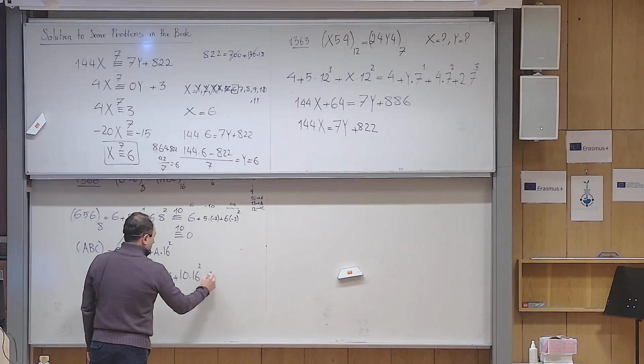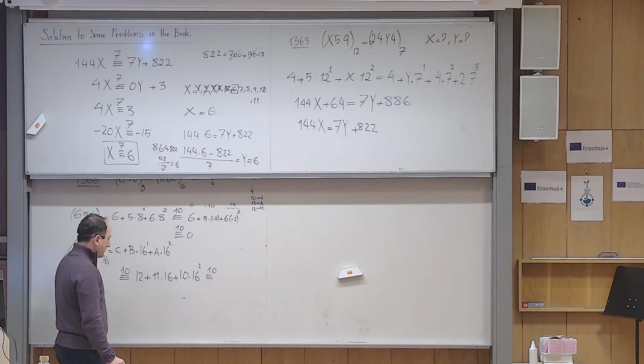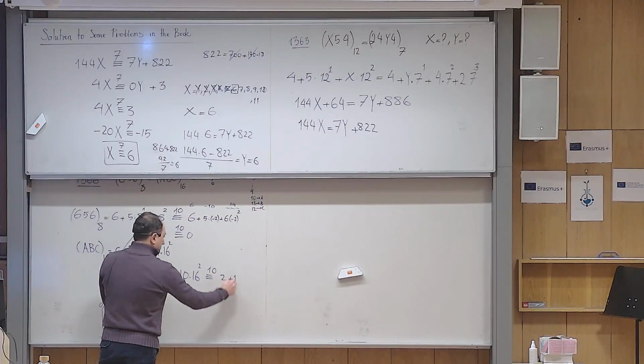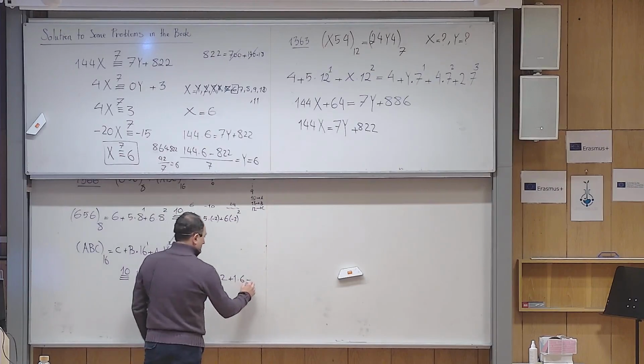And I want to simplify it modulo 10. So this is the simplest one. It is 0, 12 is 2, 11 is 1, 16 is 6. So the answer becomes 8.